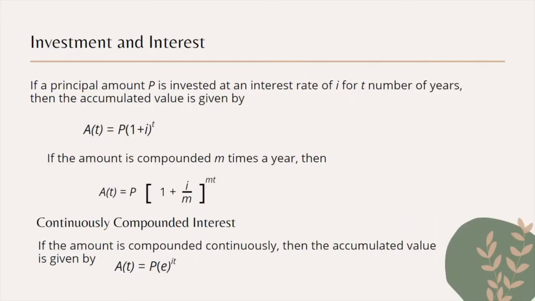Investment and interest. If a principal amount P is invested at an interest rate of I for T number of years, then the accumulated value is provided by A(T) = P(1 + I)^T. Now, if the amount is compounded M times a year, then we'll derive the formula a bit, with I over M. If we talk about continuously compounded interest, the accumulated value is given by A(T) = Pe^(IT).